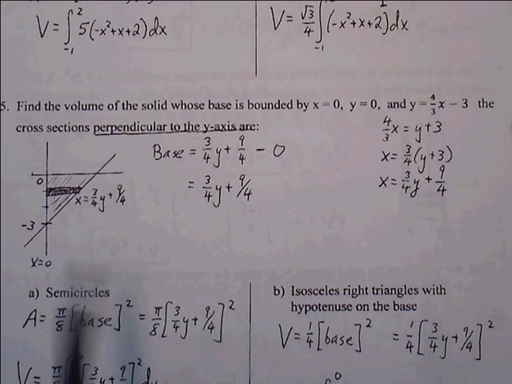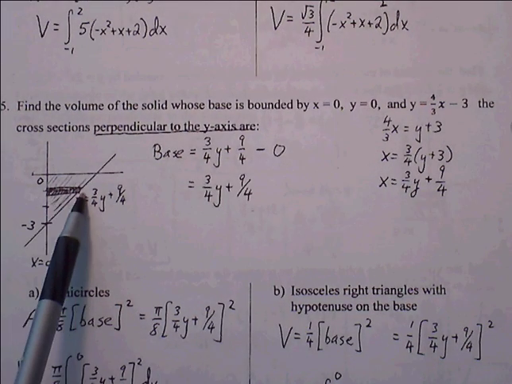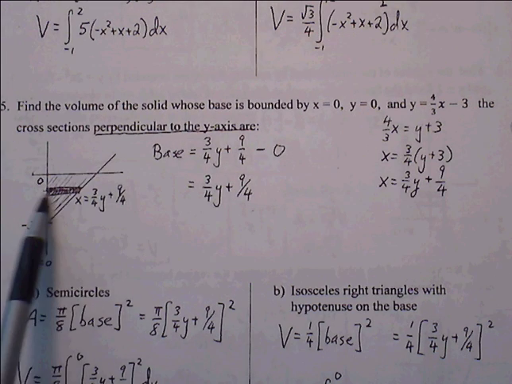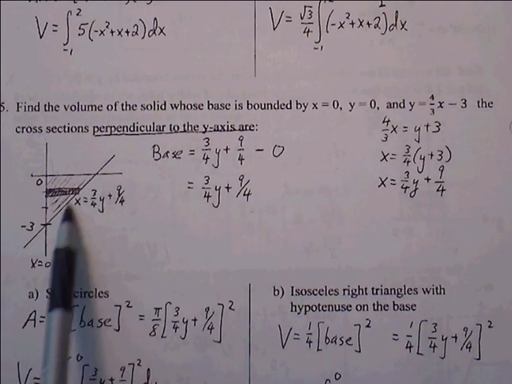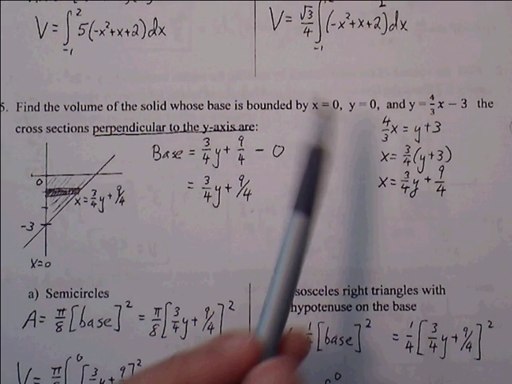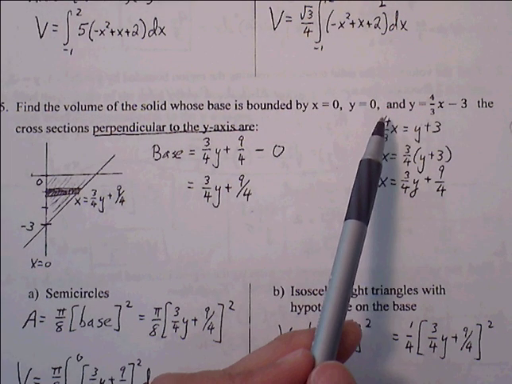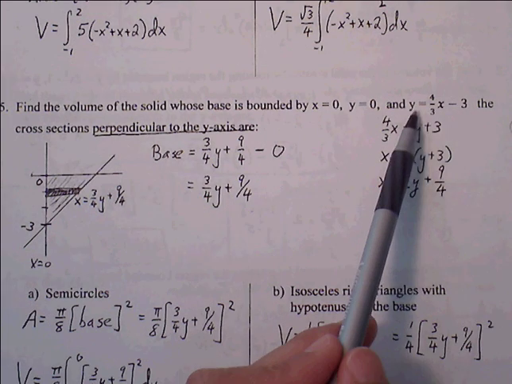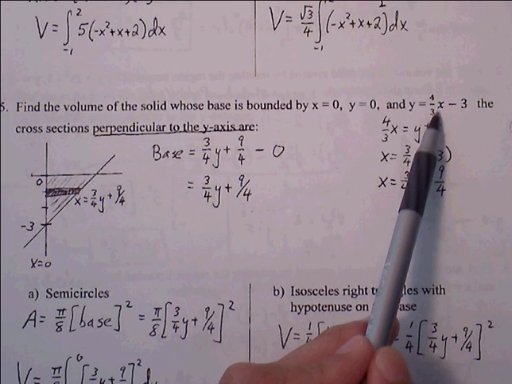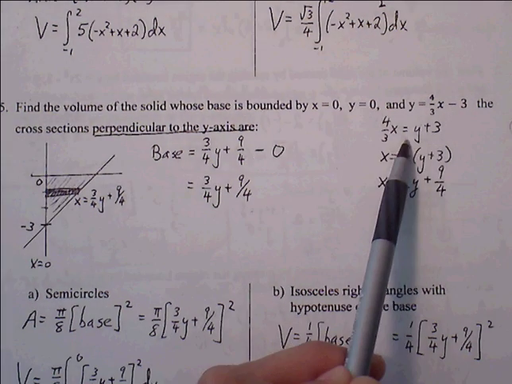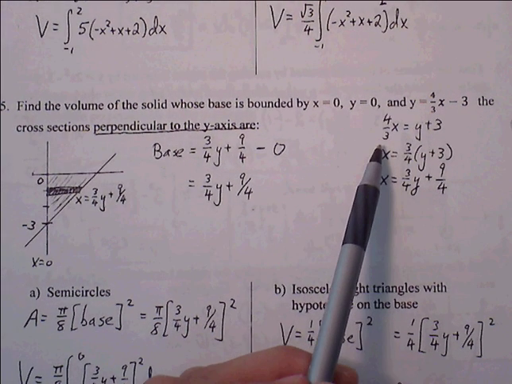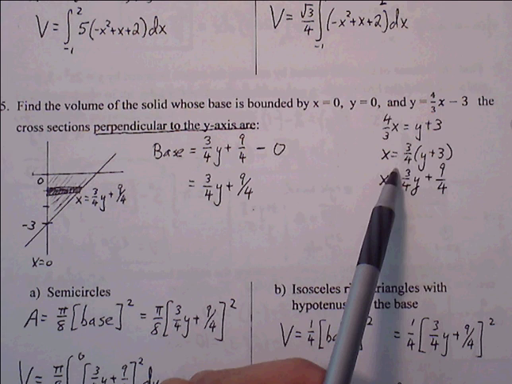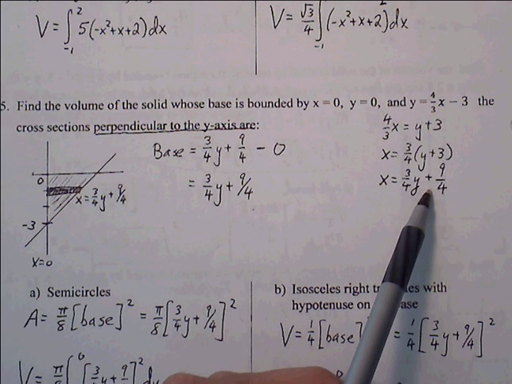So we now have a base that is horizontal, so we have to do right minus left. To do that, we have to rewrite our equation. This equation is a function in terms of x. We have to rewrite it as x equals an expression in terms of y, so we have to solve for x. We can isolate the 4/3 x first, which equals y plus 3, and then divide by 4/3, which is the same as multiplying by 3/4. So x equals 3/4 y plus 9/4.